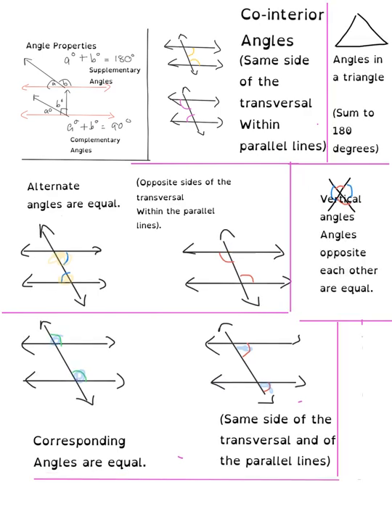So the absolute final one is about angles in a triangle. I've squished into this corner up here, but angles in a triangle sum to 180. So if we add up all those angles in that triangle, they will equal 180 degrees, and that's the final one.